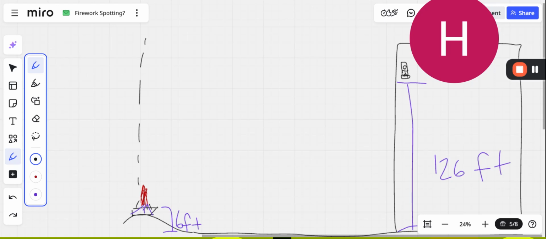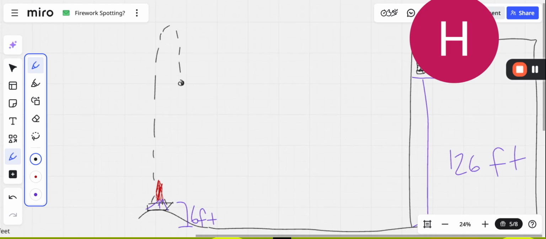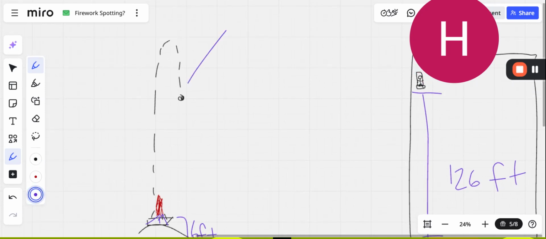I don't really know how fireworks are designed, so we're going to pretend that it's going to explode after some amount of time. That's usually how these things are rigged, right? There's a fuse, and you burn this little wick, and as it burns, it gets closer and closer to creating an explosion in the sky.